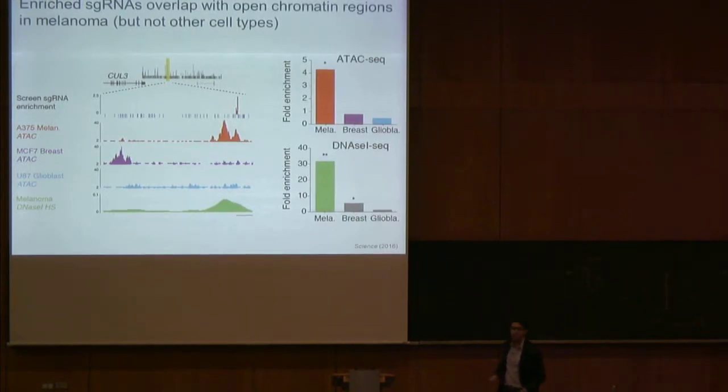And so if you look across the entire 200 kb region that we screened, you can see an enrichment for these functional elements as detected by the CRISPR screen with specifically open chromatin regions in melanoma, but not in breast cancer or glioblastoma. And it's true whether you use our data or the ENCODE data. So that's nice to see it line up with that.